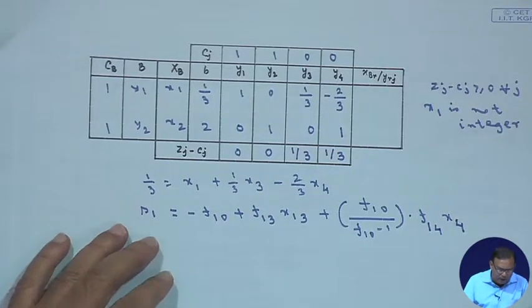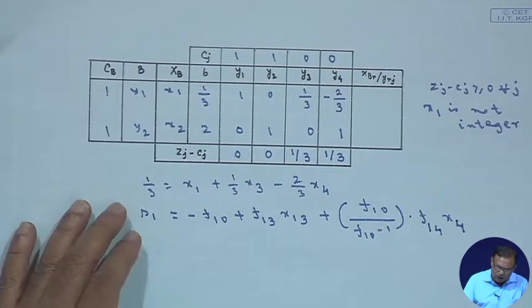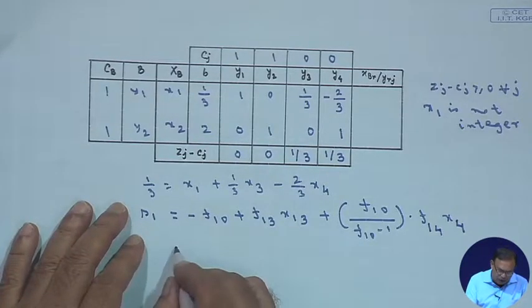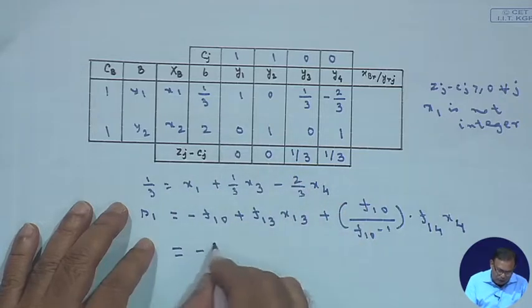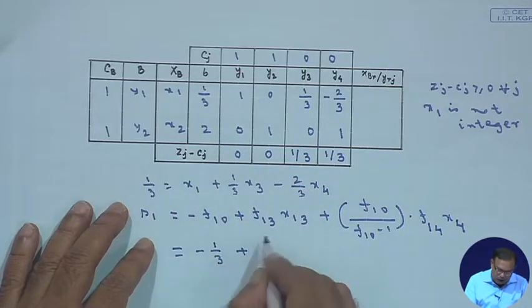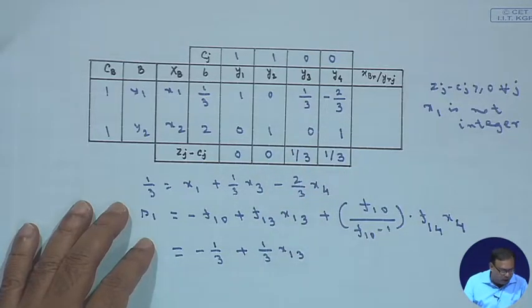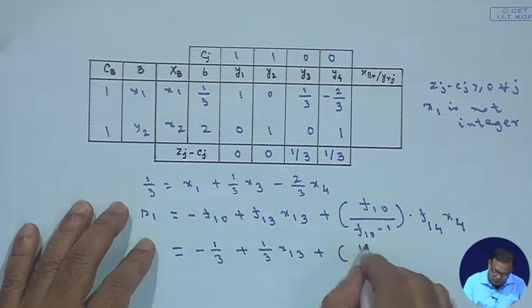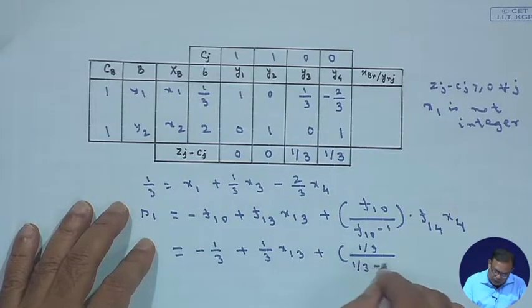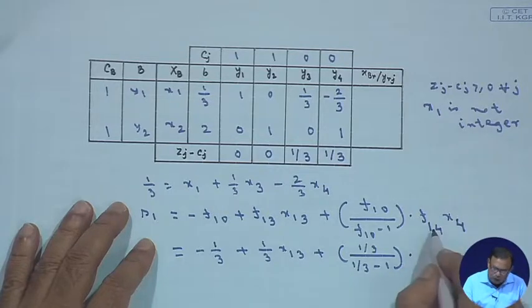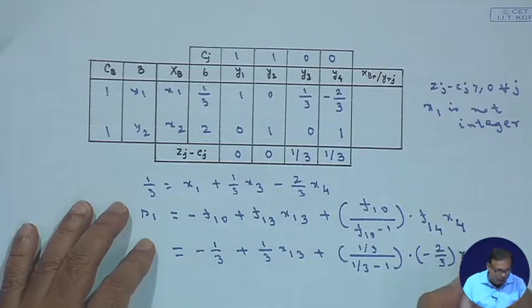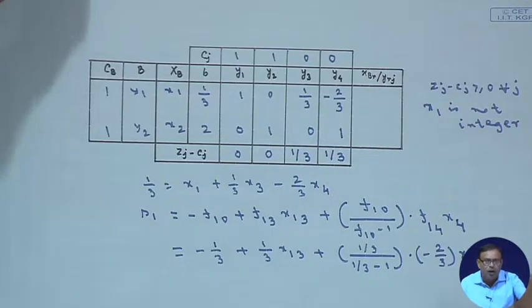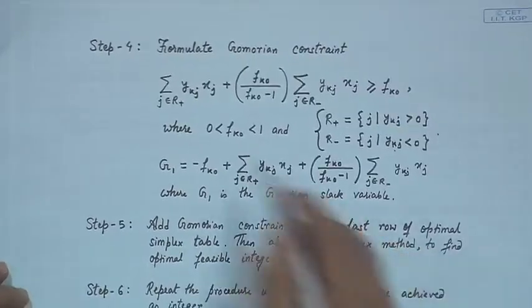So, once I am getting these values, now I can calculate. f 10 is 1/3, so minus f 10 is minus 1/3, then f 13 is 1/3 x 3 plus 1/3 by 1/3 minus 1 into f 14, which is minus 2/3. So, you are writing minus 2/3 into x 4. I hope now it is clear how we are using this Gomorian constraint over this problem.